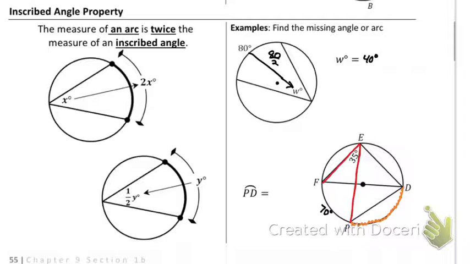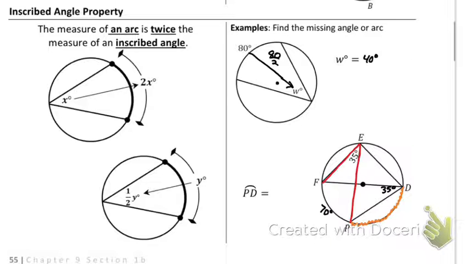Angle FDP is 35 degrees. FDP, oh yeah, it would be 35 degrees. That is true. But I'm looking for that orange. We are going to need that fact in a while. That is a good fact to realize.